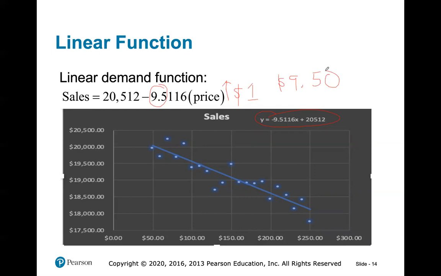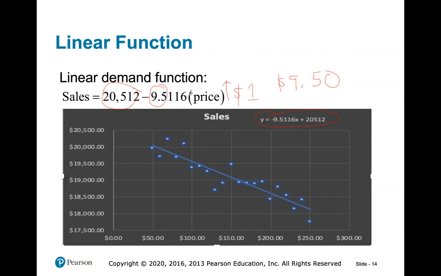Now, if price is 0, it means that our sales will basically be 20,512. Now, our price will never be 0. And if you actually have a price of 0, basically you're not selling anything anyway, right? So it doesn't really make sense, but we'll explain that later. But that is what our equation basically means.